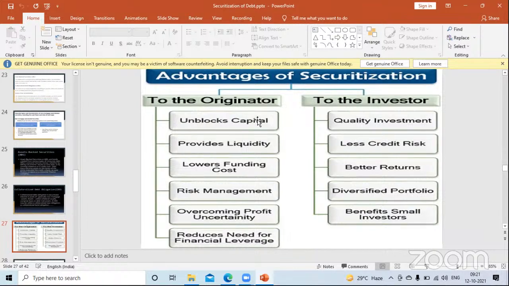Next, when they are utilized, they are sold to the special purpose vehicle institution, and that institution will provide liquidity to the bank at a lower funding cost. That's another advantage. Lower funding cost means a very minimum amount of commission or fees is charged by the special purpose vehicle. So it's not so costly. The process requires a very minimum amount of money to be paid by the bank.